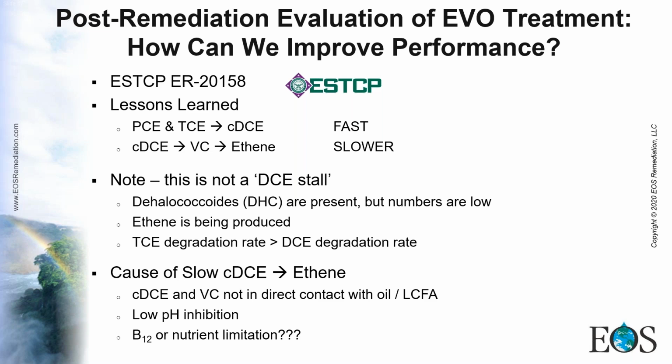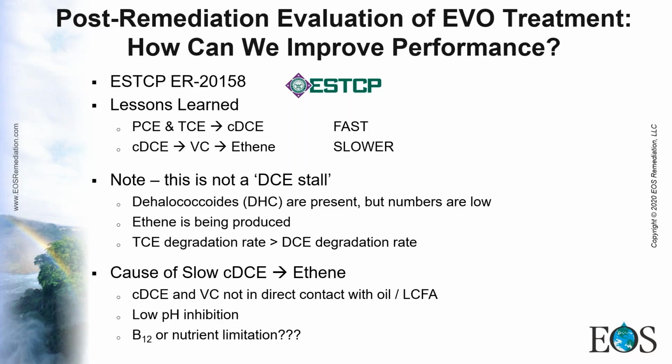So in the end, conversion of vinyl chloride to ethene was the rate limiting step in the cleanup process. That controlled the time to clean up. And as long as there was still a bunch of DCE and a bunch of vinyl chloride, you're going to have to go out, you're going to have to re-inject, you're going to have to spend money, and you didn't have a clean site.